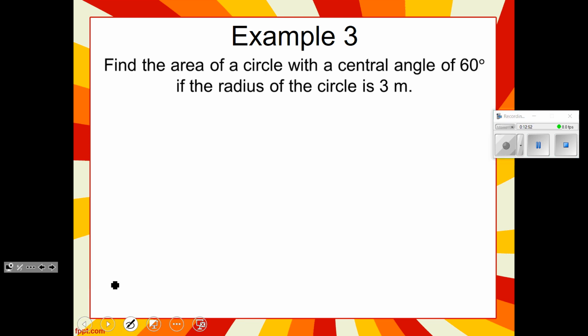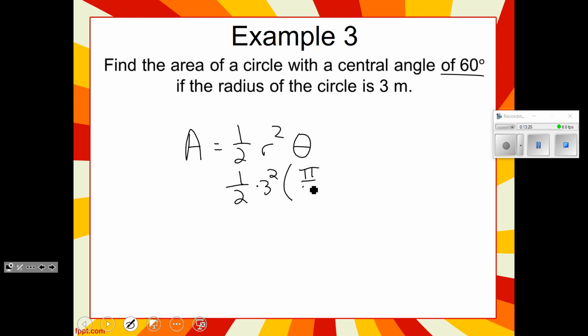All right, so what did you end up with? Just take a guess. I heard 3 pi over 2. How many got 3 pi over 2? Good, yay. Okay, step 1: write your formula. 1/2 r squared times theta. Plug in what we know. We know r is 3, and we know theta is 60 degrees, but you can't plug in 60. That's the number 1 mistake. You cannot plug in 60. You've got to take 60 and change it into radians. We know 60 degrees is pi over 3. Any questions on that?